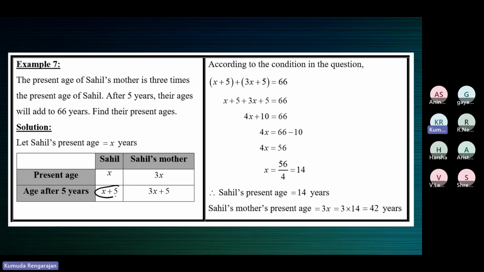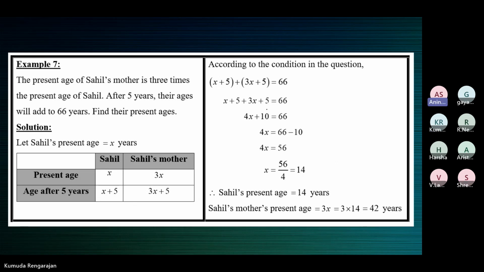The sum of their future ages is 66. So this is Sahil's future age. This is the mother's future age. These two add to 66. So with the help of that, you find the value of x, which is 14. And what is x? x is Sahil's present age. And that's what we have to find. And using x, we find 3x, Sahil's mother's present age.